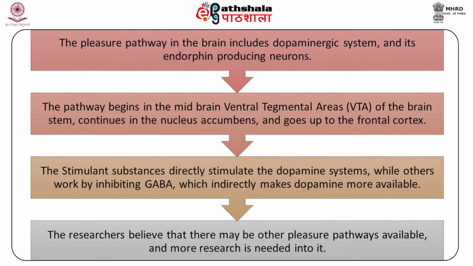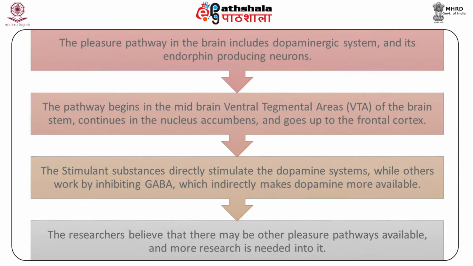The ventral tegmental area, or the VTA, of the brain system continues in the nucleus accumbens and goes up to the frontal cortex. The stimulant substances directly stimulate the dopamine systems, while others work by inhibiting GABA, which indirectly makes dopamine more available. The researchers believe that there may be other pleasure pathways available and more research is needed into it. Polysubstance abuse is a serious problem in this context.